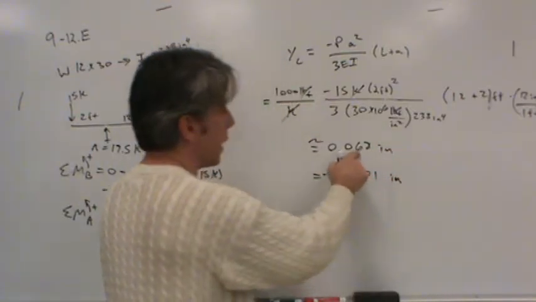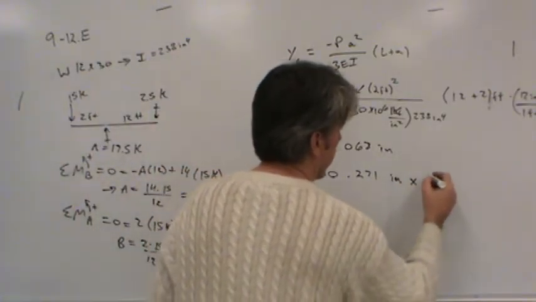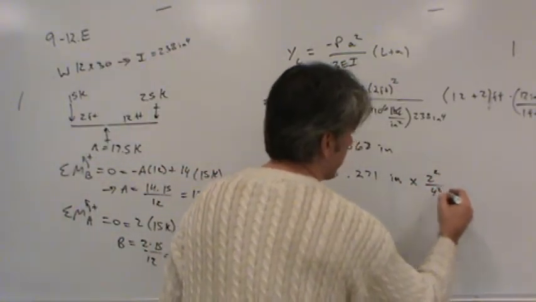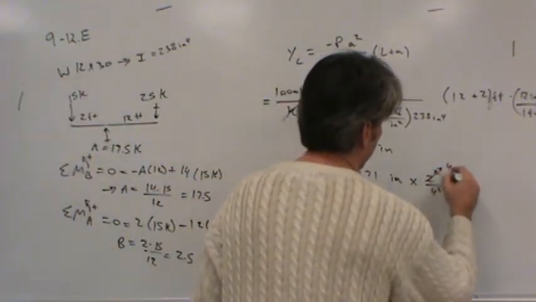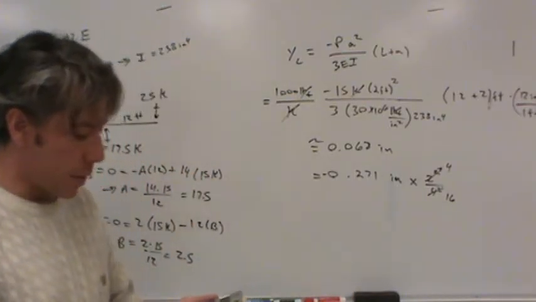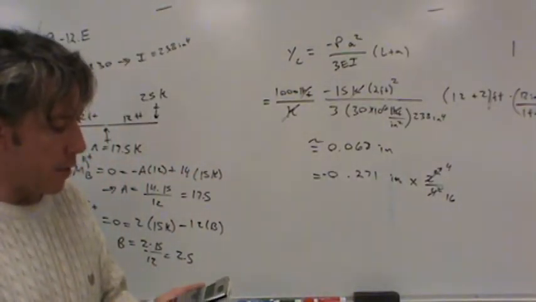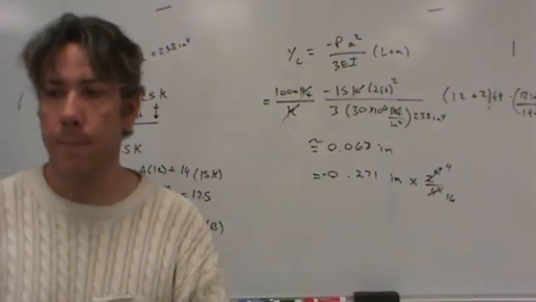By the way, I could have gotten the same result by simply multiplying this by 2 squared divided by 4 squared, which is the same thing as 4 over 16. So basically dividing that by 4, so let's try 0.271 divided by 4. Yeah, I still get this result. Okay.